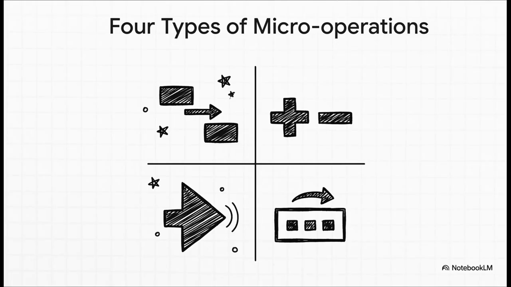So what are they? First, register transfer, which we've already covered. That's just moving data around. Then you have arithmetic operations, your basic math like adding and subtracting. Next up are logic operations, which let you manipulate the individual ones and zeros. And finally, shift operations, which just slide all the bits in a register one way or the other.